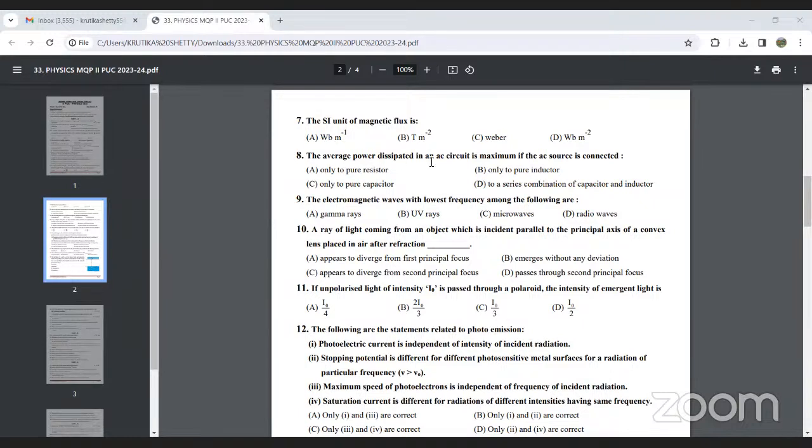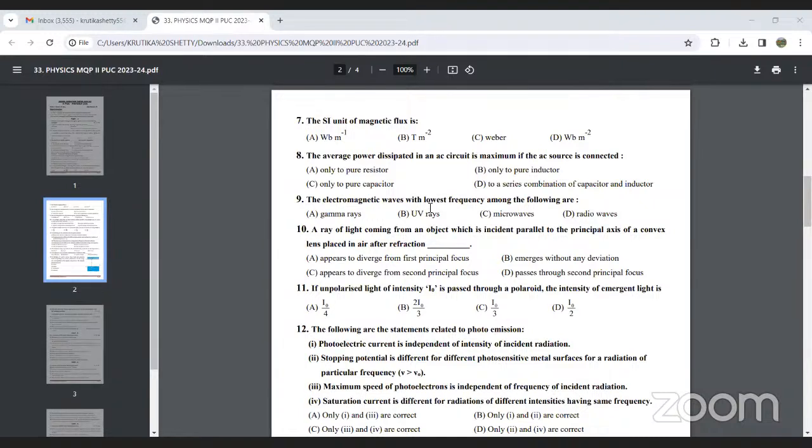The average power dissipated in an AC circuit is maximum if the AC source is connected only to a pure resistor, only to a pure inductor, only to a pure capacitor, or to a series combination of capacitor and inductor. That is LC. In which, power dissipation will be maximum? A. Yes, very good. A option is correct. Only to a pure resistor is the correct answer. Go for the next question.